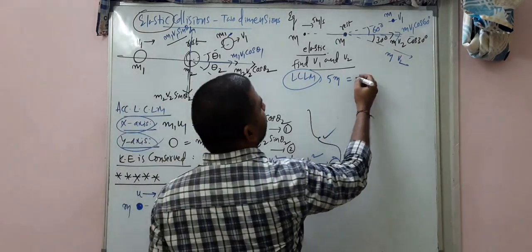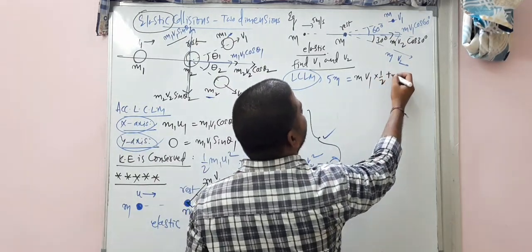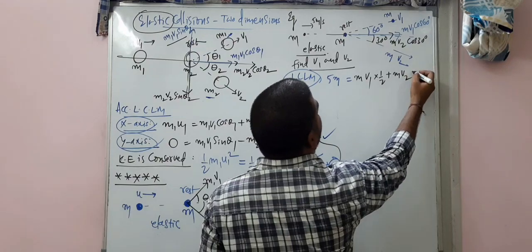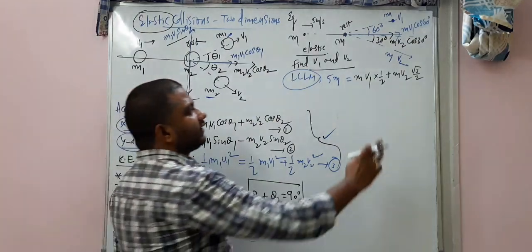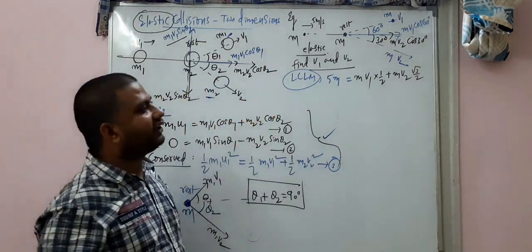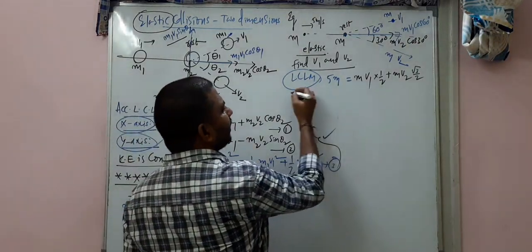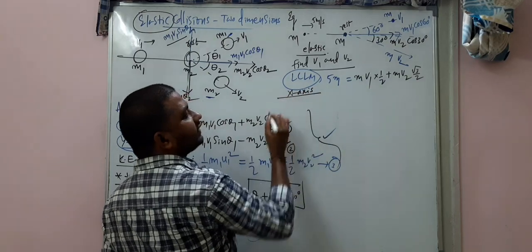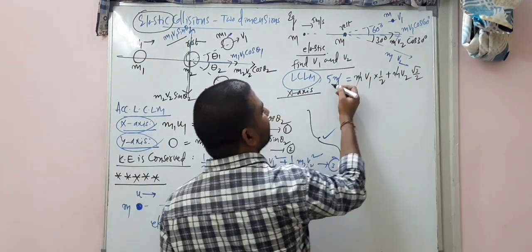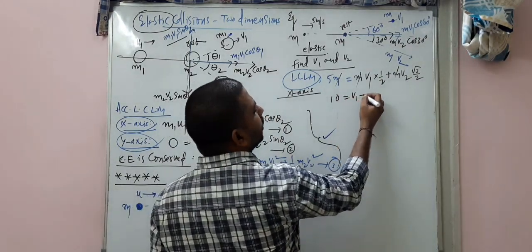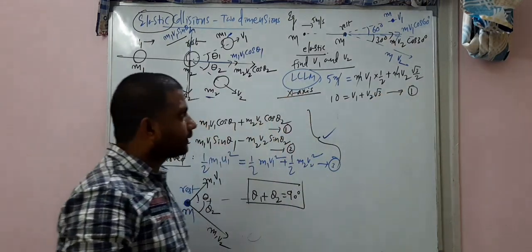So that's what I'm writing here. mv1 cos 60, that is 1/2, plus mv2 cos 30, that is √3/2. Don't cancel this 2 and this 2. The v2, v suffix 2. We are discussing the x-axis. Mass cancels, right? What is left here? This 2 coming here gives 10. 10 is equal to v1 plus v2 √3. That is equation 1.